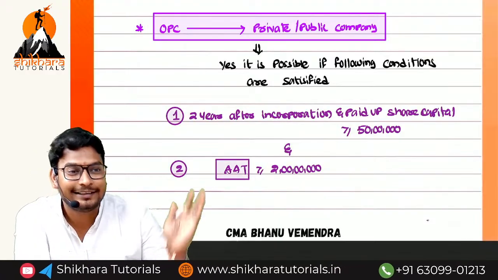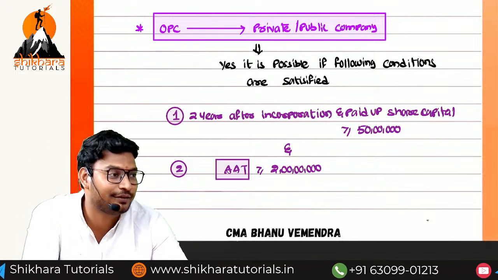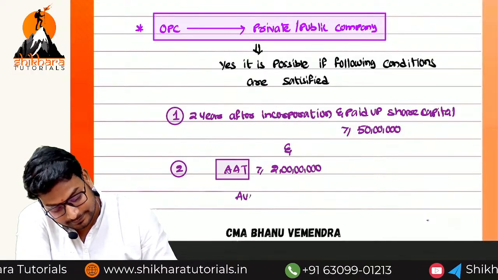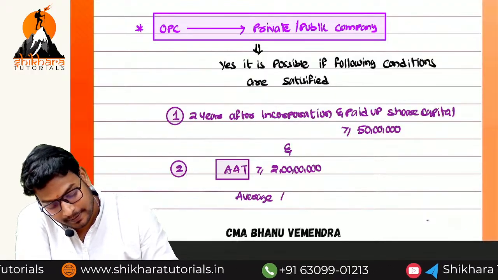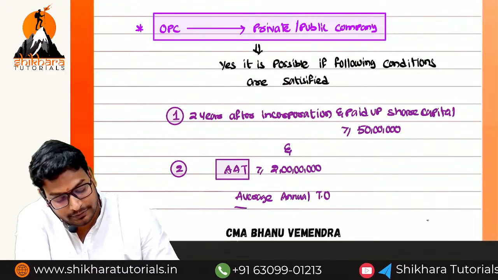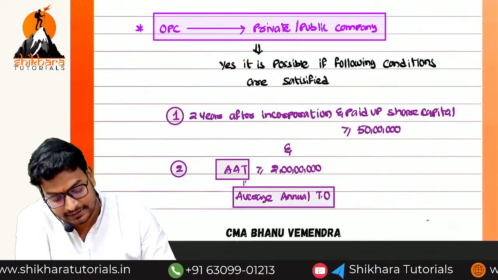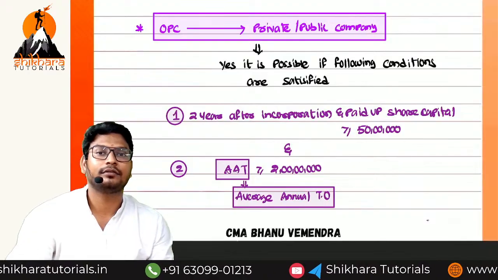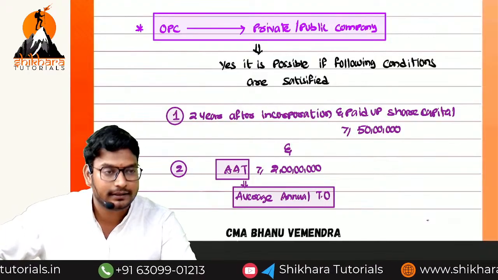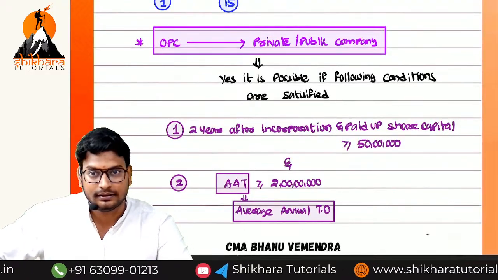AAT means nothing but average annual turnover. Average annual turnover should be what? Greater than or equal to 2 crores. If these two conditions are satisfied, then only what can we do? If you want, we can convert into a private company or public company. So this is the main point. You have to remember these conditions in the OPC.